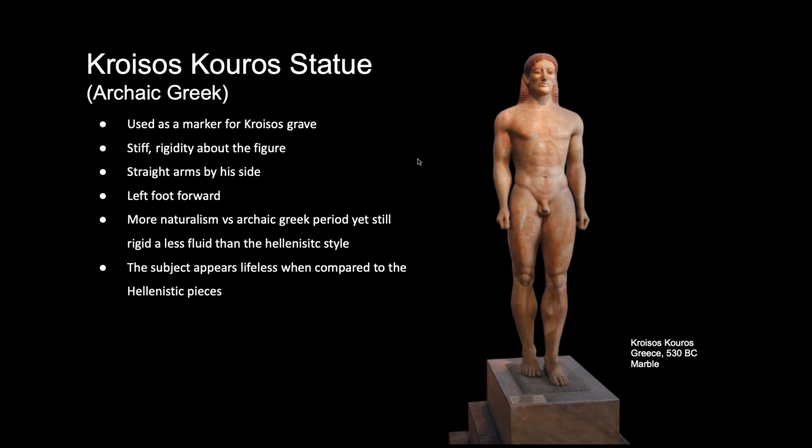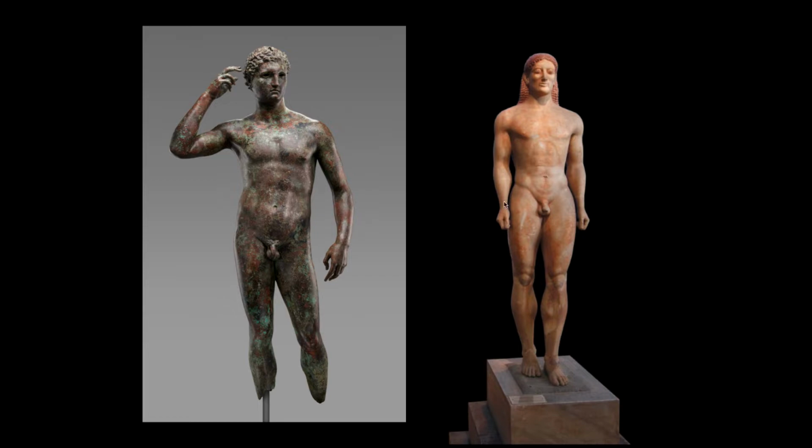The first comparison is with the Croesus Kouros statue from the archaic Greek period. We see that this figure is overall more rigid, more stiff. We see that in the strength and posture of his legs, how his arms are straight by his side, and also by the way his head is straight forward and straight up as well. Although there is a greater sense of naturalism, the figure still appears to be quite rigid. Here's a close up of that. Side by side, we see how this figure is overall more rigid and less dynamic than the statue of the victorious youth.